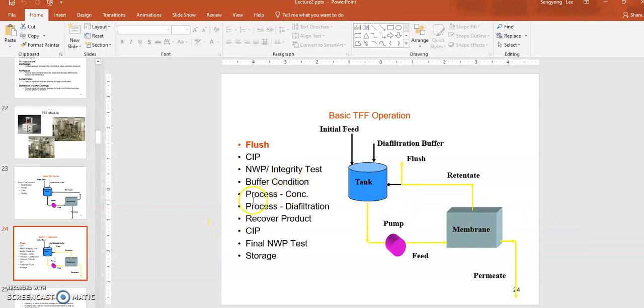And then you will do your processing, whatever the process is, maybe a concentration operation, diafiltration operation, or purification. You do that. And then at the end, you recover your product, and then you clean in place again using sodium hydroxide solution. And then you do the testing. I will talk about the testing in a second.